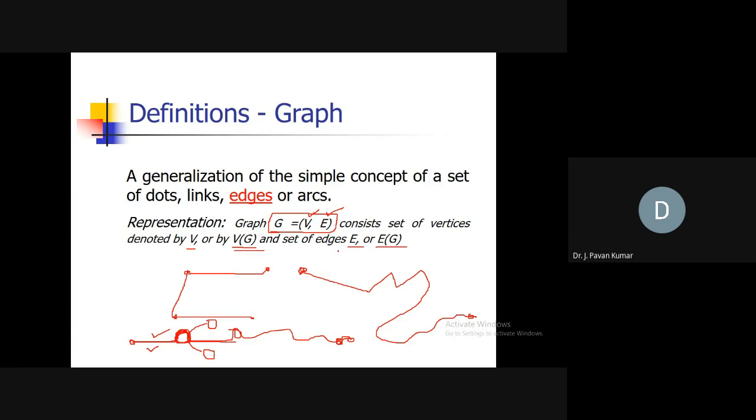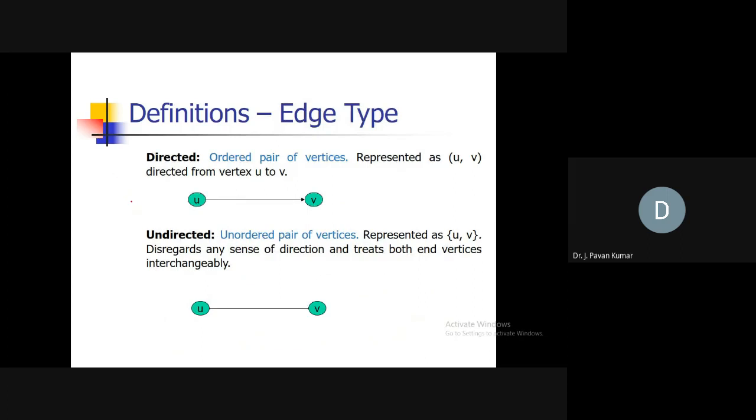Next, there exist two types of edges: directed edge and undirected edge. For a directed edge we have a direction, from one vertex to another vertex. We can go from u to v, but not v to u; there is no edge from v to u in this particular example. To represent v to u as well, we need one more edge with the direction from v to u. Then only can we say there is an edge from u to v, and an edge from v to u.